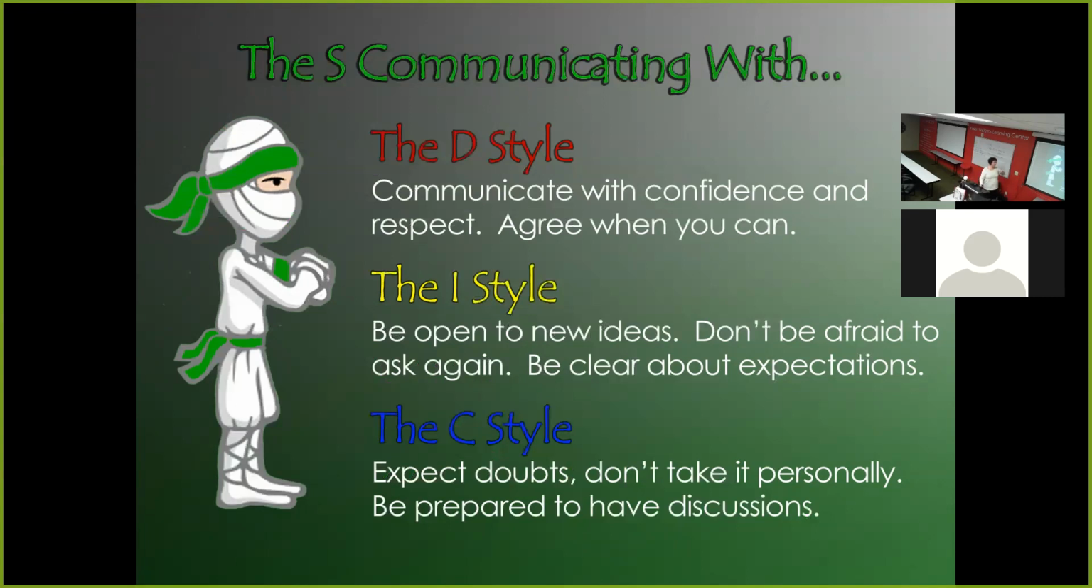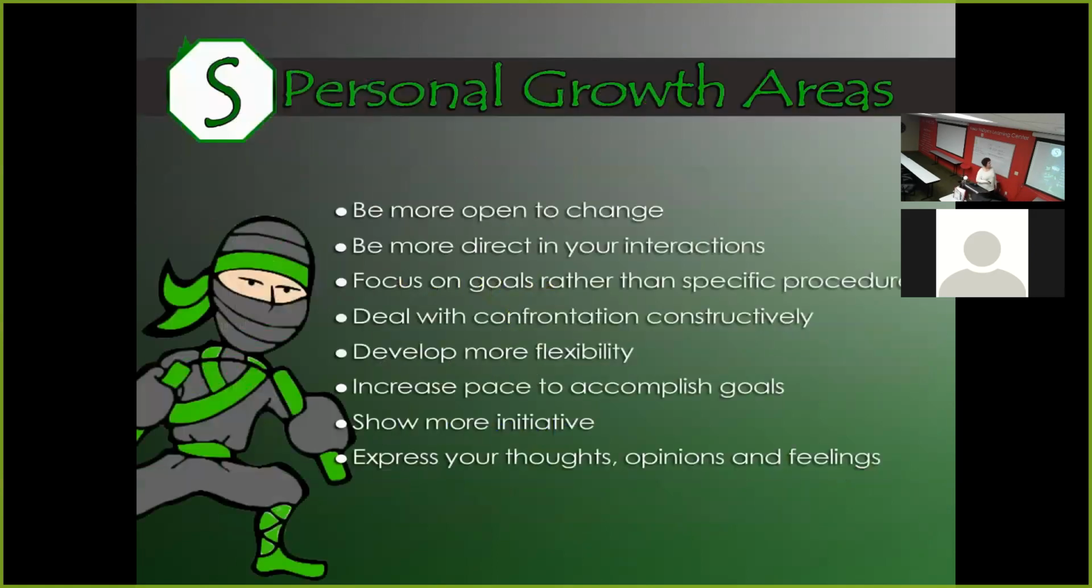When you're communicating with a C, expect that they're going to doubt and don't take it personally. S's, this is your mantra. Don't take it personally. Don't take it personally, ever. C's want proof. So they're going to doubt you anyway. But just know, these are your best friends. They're the ones that are going to help you make things go the right way. So watch for that and be prepared to have a discussion. S's don't generally like to discuss because they're listeners. So discuss with the C.